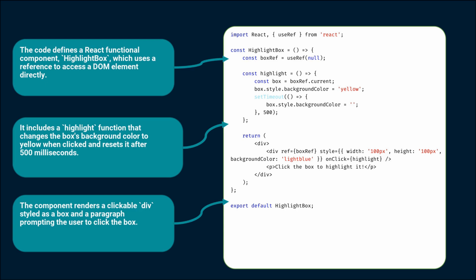efficiency. Additionally, the box is styled with a fixed width and height, and we set a light blue background color as the default appearance. Accompanying the box, there is a paragraph that instructs users to click the box to see it highlight. This simple yet effective interaction exemplifies the powerful capabilities of refs in enhancing user experience with animations.